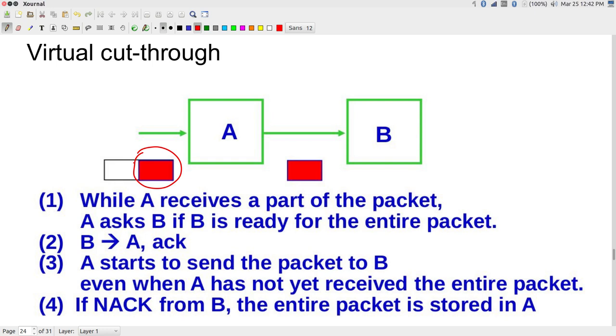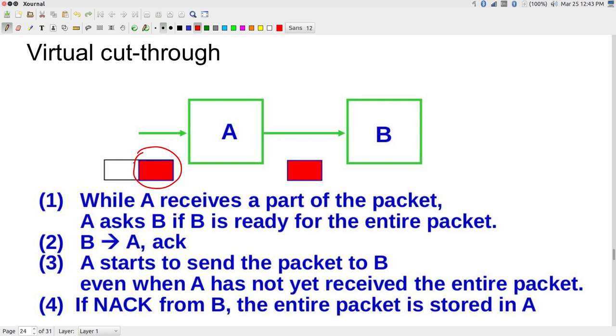The problem is now you are breaking that original packet up into some smaller units that are being sent, or at least you have started sending the data even before the entire packet came through, right? What if at some point after that B suddenly says, hey, wait a minute, I just missed a few bytes over here. A still has to store the entire packet, okay? Because it's got a NAK, that is a negative acknowledgement, and it then needs to send the entire thing back.